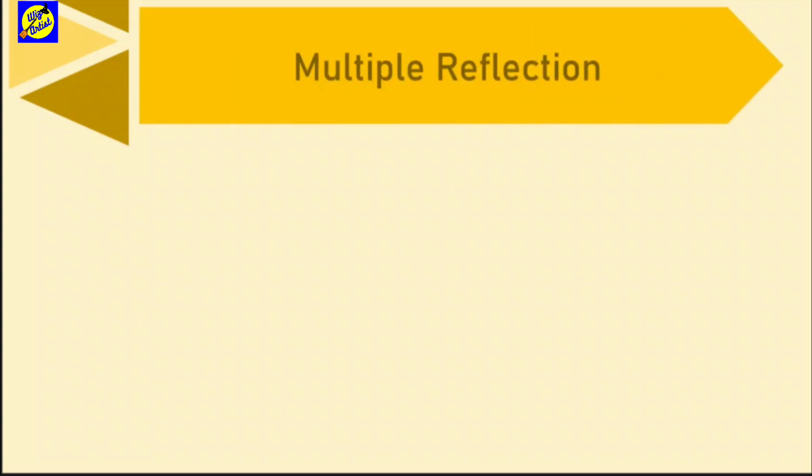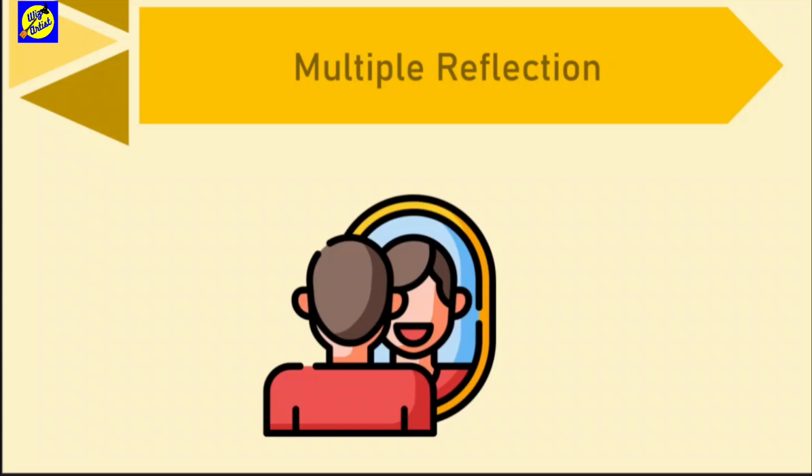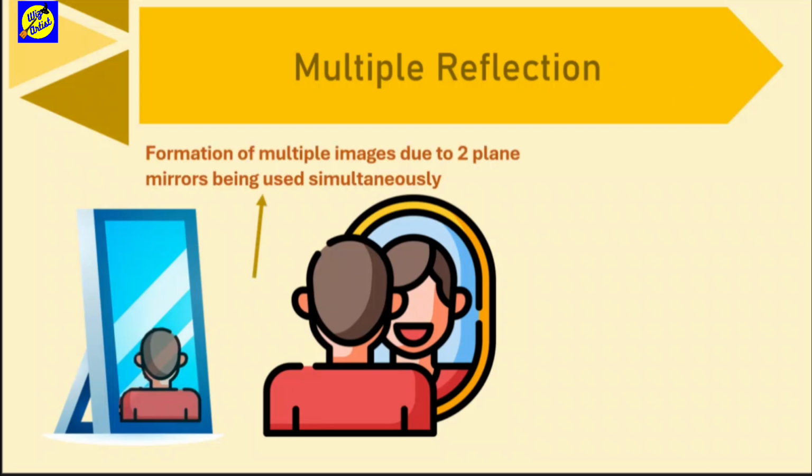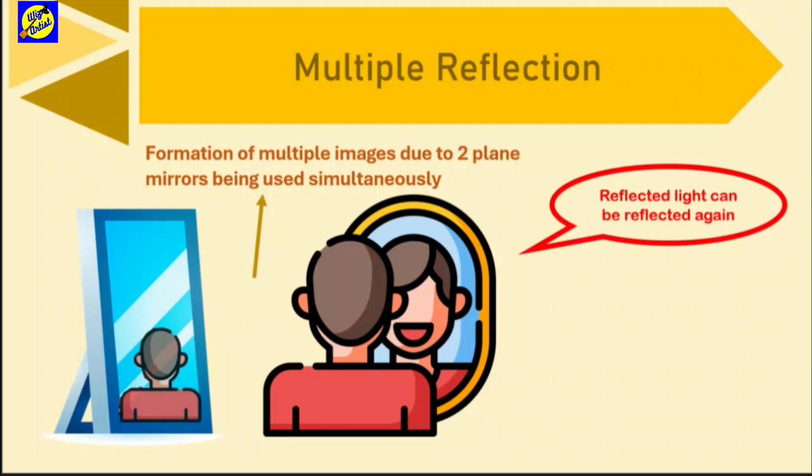Now let's understand multiple reflections. This means that if you were to see your reflection in a mirror and then place another mirror behind, there will be multiple reflections, more than one reflection. That is due to the two plane mirrors being used simultaneously, which results in multiple images. Such activities show that reflected light can be reflected again. That is, if a light ray is reflected once, then it can be reflected again.